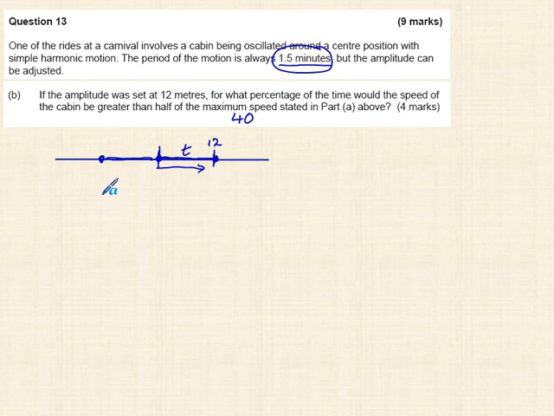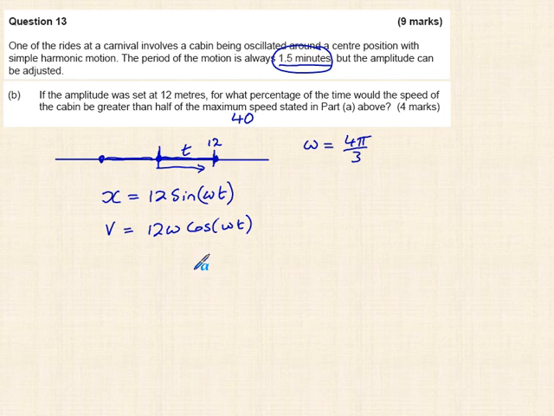If we're starting at the center, we could say that x is equal to 12 sine omega t. Remember, 12 is the amplitude, and we know from above that omega is equal to 4 pi by 3, or 2 pi by 1.5. So v is going to be 12 omega cos omega t, and we want that to be equal to 40.